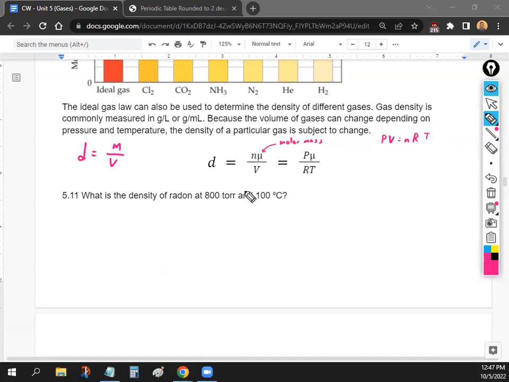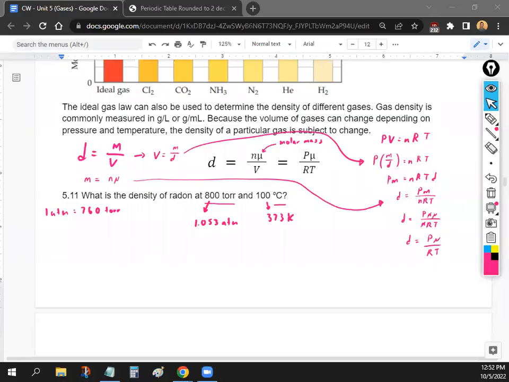Now, one thing I want to give you a heads up about before you start is that the pressure is in torr and the temperature is in Celsius. So depending on what R value you want to use, you're going to have to convert those before you plug them into the equation. All right, so take about maybe 2 minutes to try it out. Check with the person next to you, and then we shall move on.